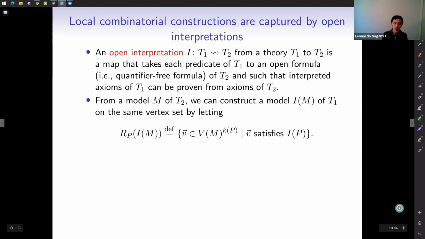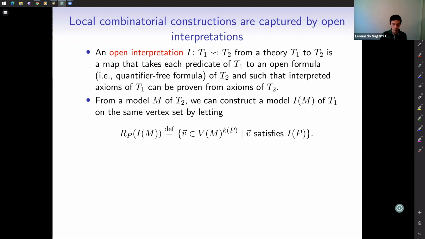And for each predicate symbol of T1, I look at the predicate symbol, and my open interpretation gives me a formula, right? And then I ask, what are all the tuples that satisfy this formula? If it satisfies the formula, I'm going to declare that the predicate of T1 is true here. And if it doesn't satisfy the formula, I'm going to declare it to be false. So it gives you a combinatorial construction from T2 to T1.